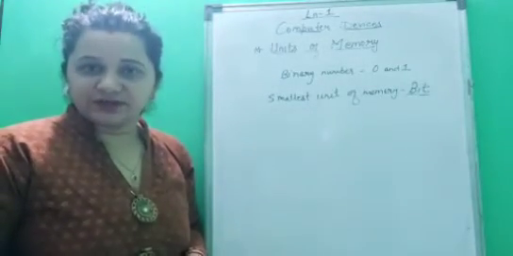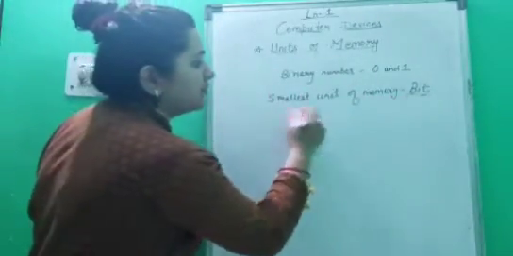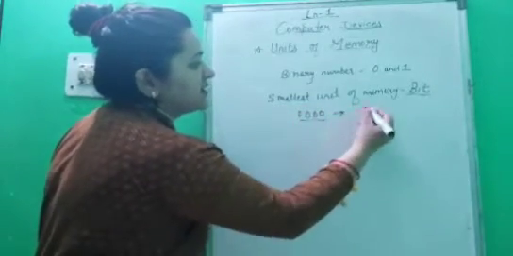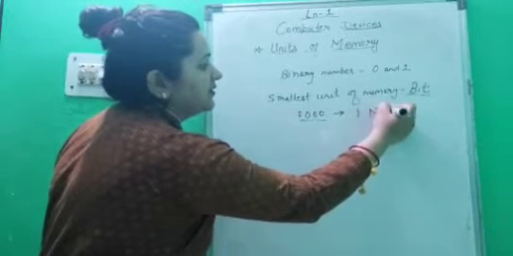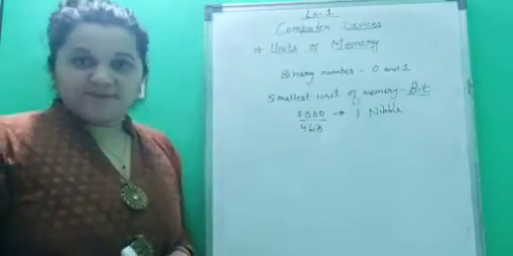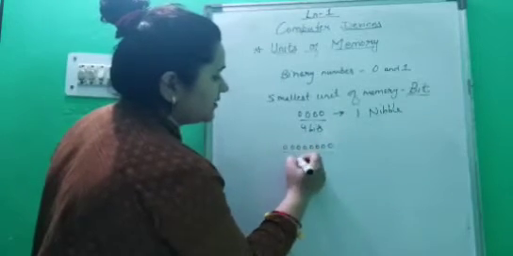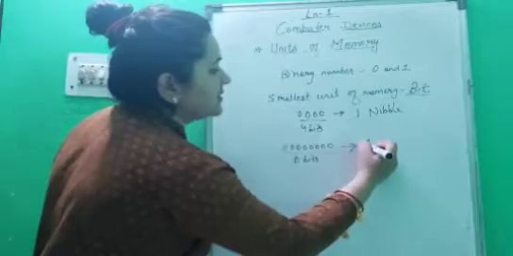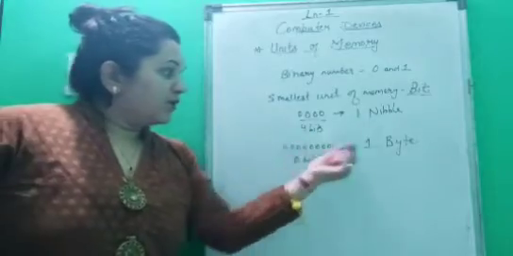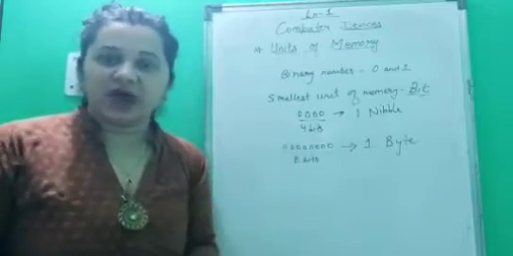So do you get it? What are the units of memory? The smallest unit of memory is a bit. When 4 bits combine together, they make 1 nibble. And when 8 bits combine together, they make 1 byte. 1 byte is equal to 8 bits.